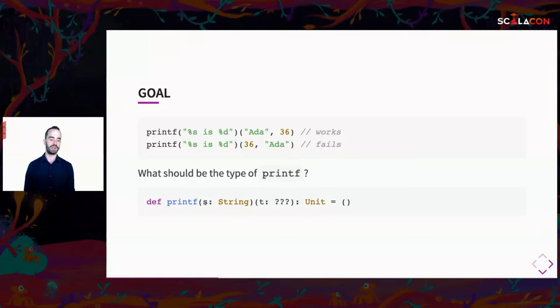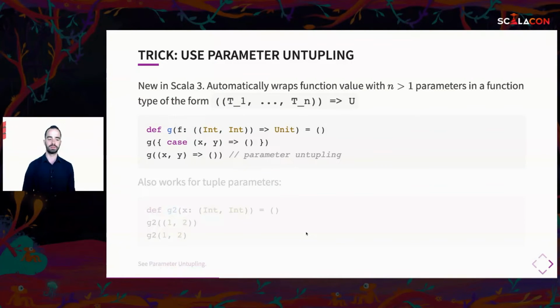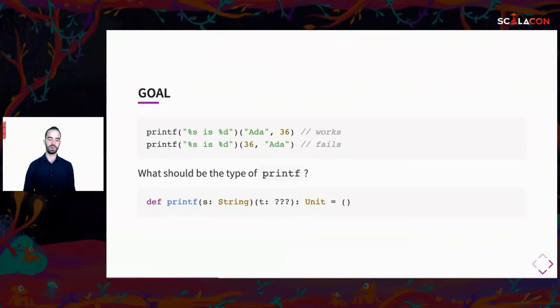More specifically, the question is, for S, I know the type will be a string, but how can I type the second parameters here so that I'm sure that I will give the correct types here? So a trick that we will use is called parameter untupling. As you see in the previous slide, this actually will be several parameters. Here, for example, I have 2 parameters. So how can I compute that at the type level?